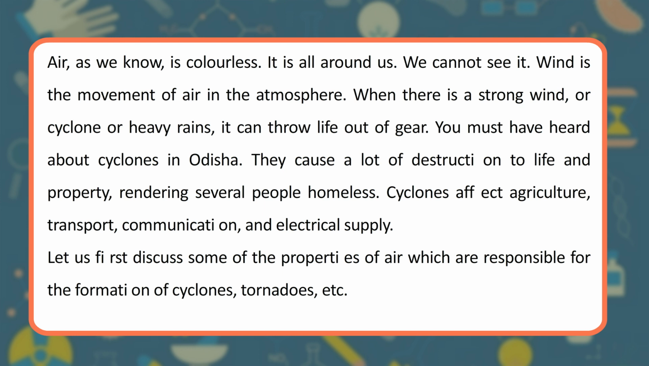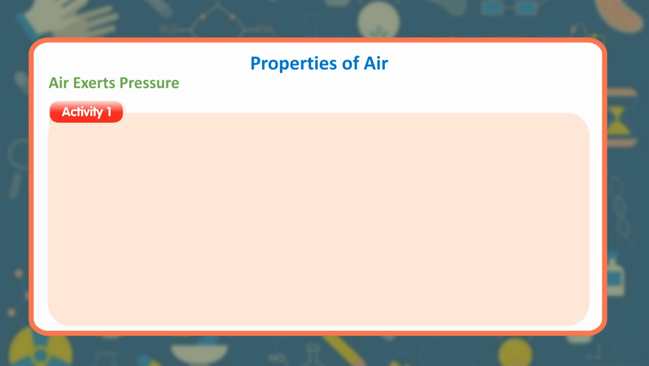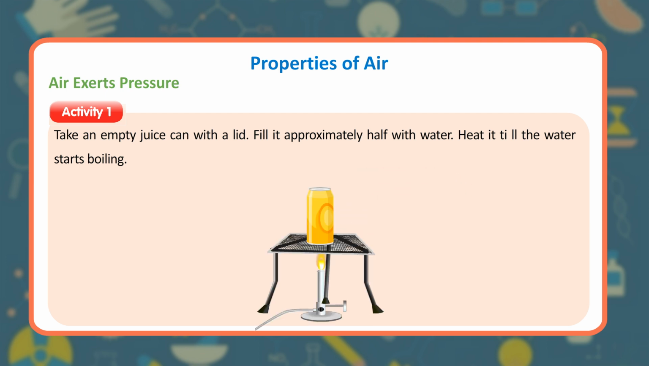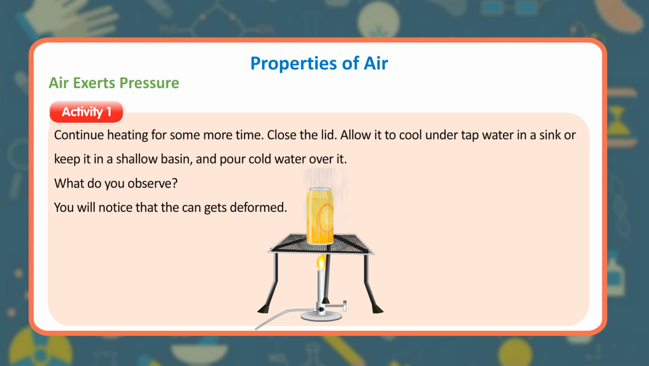Let us first discuss some of the properties of air which are responsible for the formation of cyclones, tornadoes, etc. Properties of air. Air exerts pressure. Activity. Take an empty juice can with a lid. Fill it approximately half with water. Heat it till the water starts boiling. Continue heating for some more time.